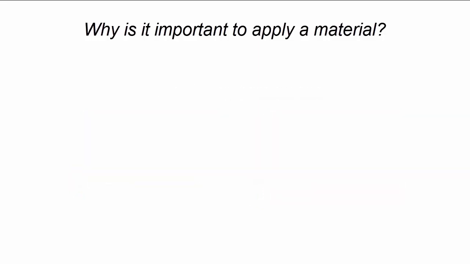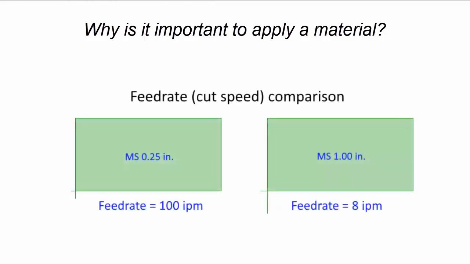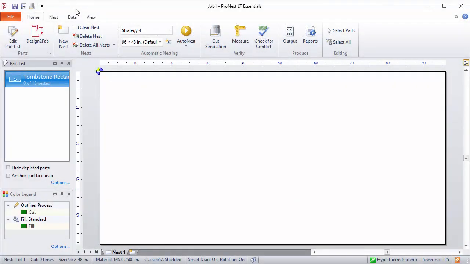Another example might be feed rate. Feed rate tends to differ based on thickness. Thicker material may require a slower feed rate in order to achieve a good quality cut. Okay, another reason for applying material is for costing reasons. Material is used to generate costing figures for parts and nests.